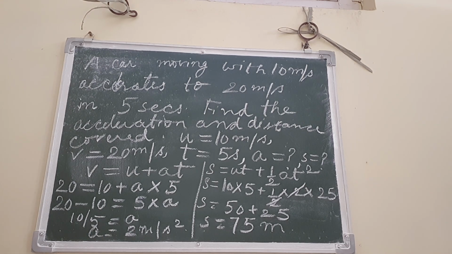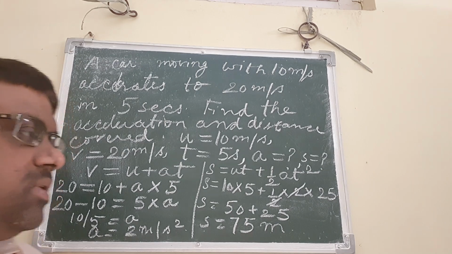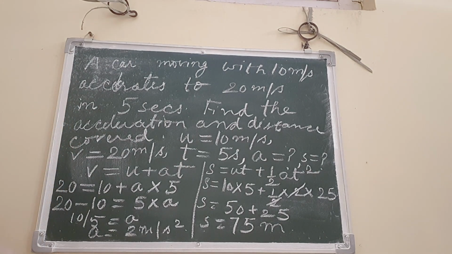Now we have to find the distance covered. So here, according to the second equation of motion, s is equal to ut plus half at square. So s is equal to, u is equal to 10 and time is 5. So 10 into 5 plus half into acceleration, that is 2, into t square, that is 25. So s is equal to 50 plus 25. So s is equal to 75 meters. So this is our answer. So the distance moved is 75 meters. So I think you all might have understood this question. So we are proceeding to the next question.